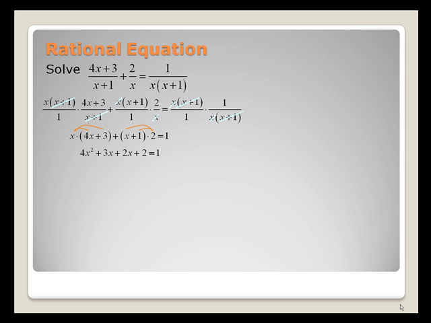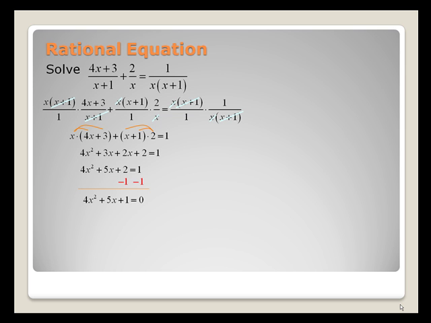Since this is a quadratic equation, we probably want to get this in standard form. So let's combine like terms. 3x plus 2x equals 5x. Then to set this equal to 0, I'm going to subtract 1 from both sides. Now we have 4x² + 5x + 1 = 0.